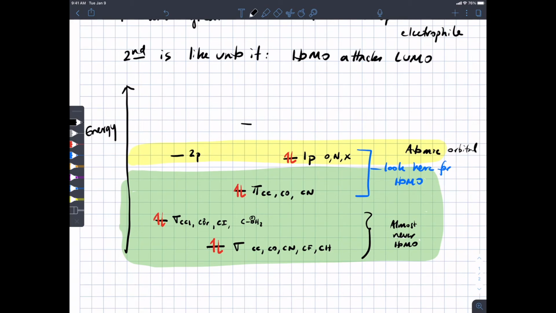If not, then we start to look for pi stars, carbon-oxygen, carbon-nitrogen, carbon-carbon pi stars. If not there, we tend to look for sigma stars for these weak carbon chloride, carbon bromide, carbon iodide, or perhaps carbon with a positively charged oxygen.